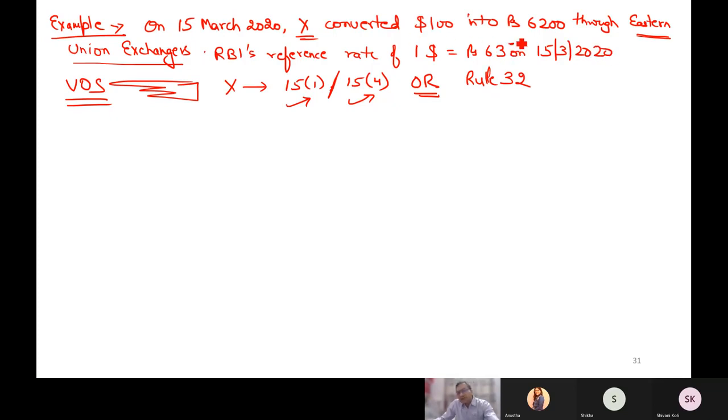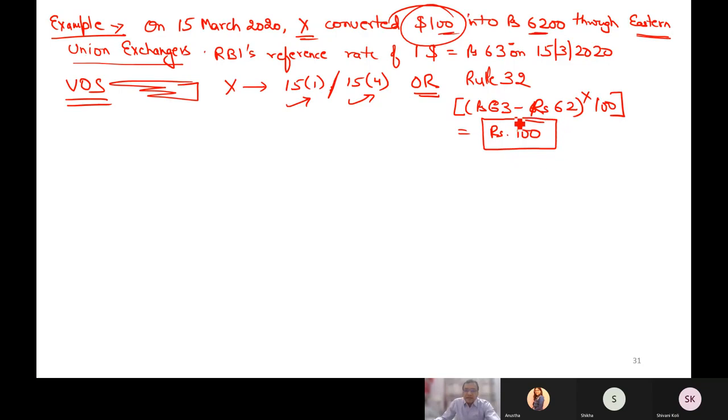At what rate have you actually exchanged? At 62, because $100 is equal to 6,200, so by default $1 is 62. So what is the difference? Difference is 1 rupee, rupees 63 minus rupees 62. So 1 rupee is the difference per dollar, and if $100 have been converted, the answer comes out to be rupees 100. This is the value of supply as per rule 32, and you can say in fact it is very less.